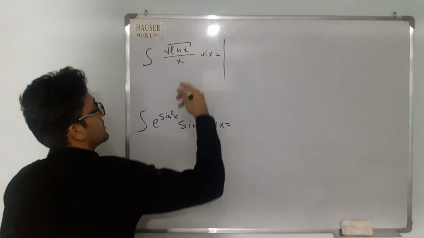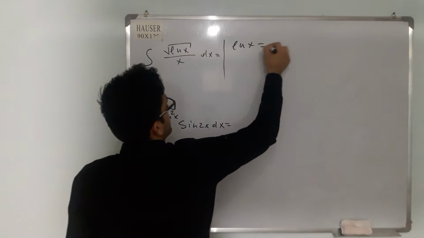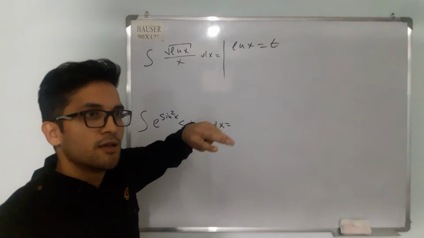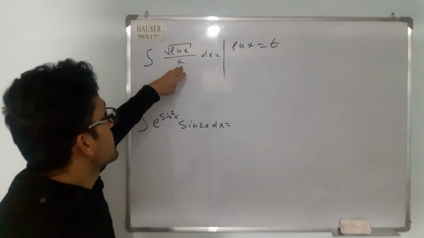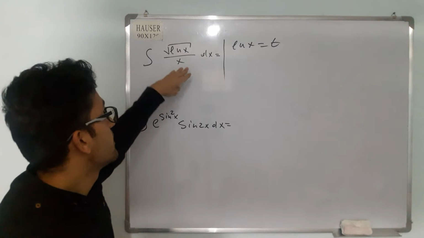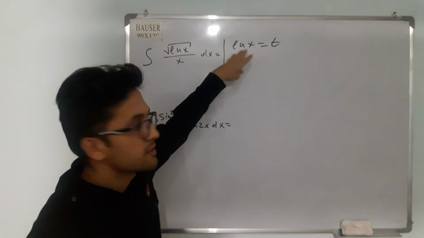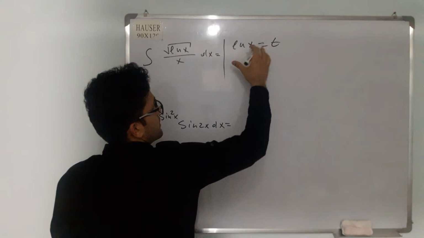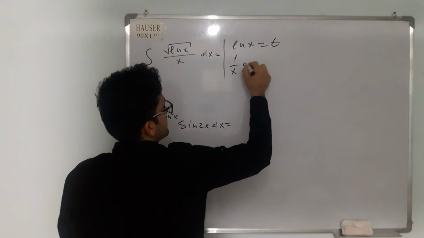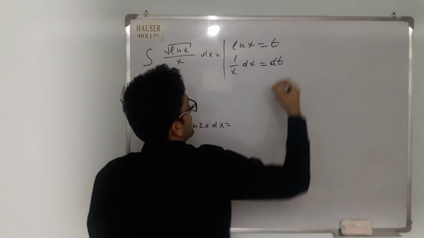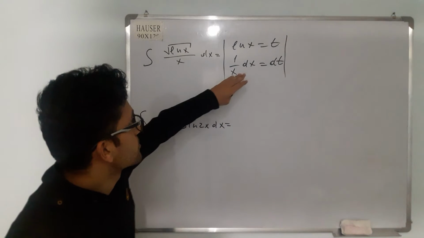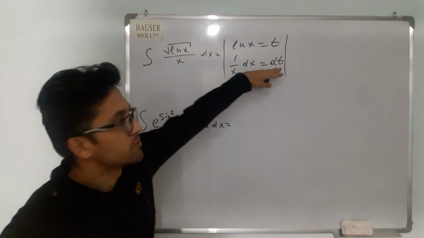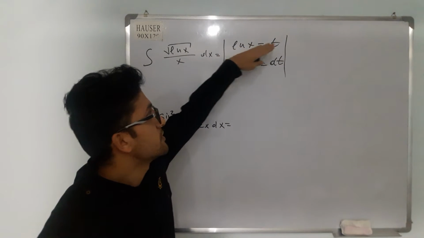Let's work. Here, we just label ln x as t, because when you take a derivative of both sides, the derivative of ln x is 1 divided by x. Here, x is in the denominator. In this way, we can take a derivative of ln x. So taking a derivative of both sides, 1 divided by x dx equals dt, and the value of ln x equals t.